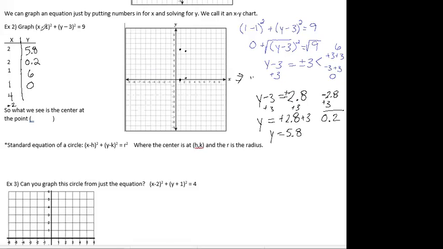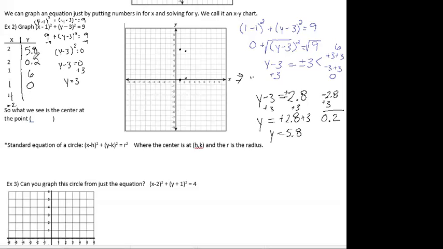Okay, let's plug in 4. So if we put 4 right here for our x, we have 4 minus 1 squared plus y minus 3 squared equals 9. 4 minus 1 is going to be 3. 3 squared is 9. So now if we subtract 9, we get y minus 3 squared is equal to 0. You take the square root of it, so y minus 3 is equal to 0. That means we add the 3, and we would get y is equal to 3.